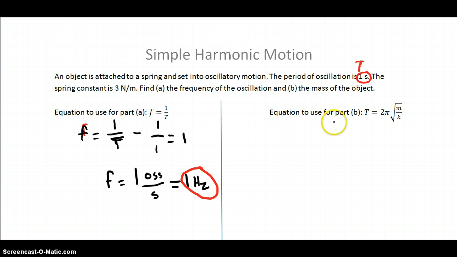Now on to part B. The equation to use for part B, it's wanting to know the mass of the object, and the formula that relates the mass of an object to the period of oscillation is the period T is equal to 2 times pi times the square root of the mass divided by the spring constant.